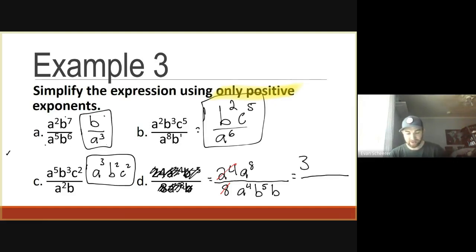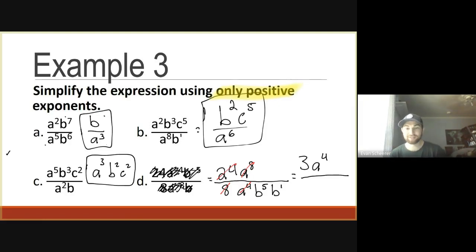A to the 8 over a to the fourth. Well, there's 4 more a's on top. So I'm just going to put a to the fourth so I can cancel those out. And then I don't have any b's on top, so I don't subtract. I have a b to the fifth, and I have a b to the first.